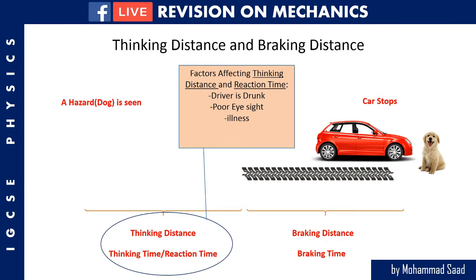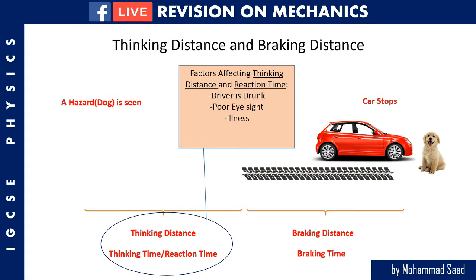Now we will consider the factors. When the driver sees the dog and before he applies the brakes, the time is known as the reaction time. What can be the factors that affect it? So number one, you can see the driver is drunk. If the driver is drunk, he's not in his proper mental condition and it will take more time for him to apply the brakes. Number two is poor eyesight, and number three is illness. These are the factors that affect the reaction time of the driver.